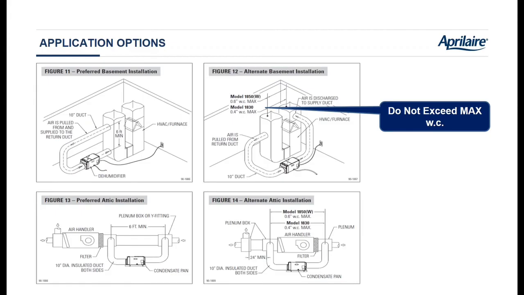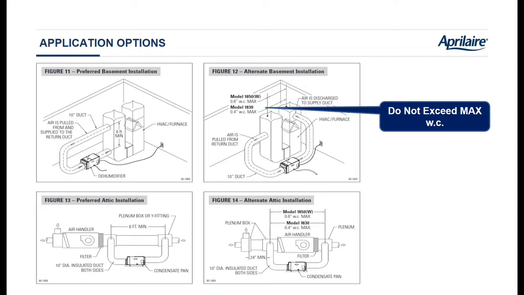If you do end up doing some ducting, we strongly recommend going return to return. Pull the air from the return, dry that air out, and push that dry air back into the HVAC return. In this application, you're going to pull the air out first and then reintroduce it downstream, at least 6 feet downstream. That's going to prevent short cycling between the inlet and outlet of the dehumidifier.